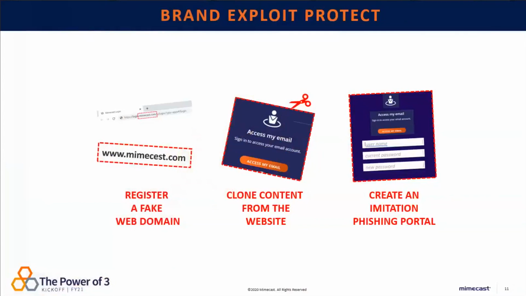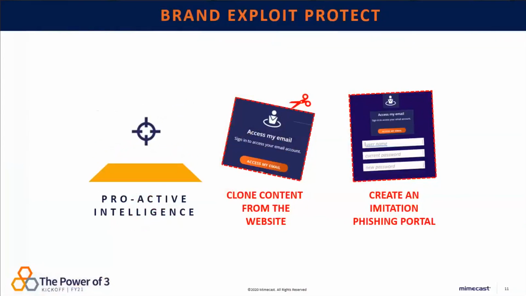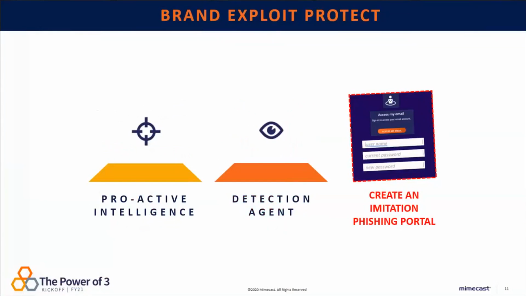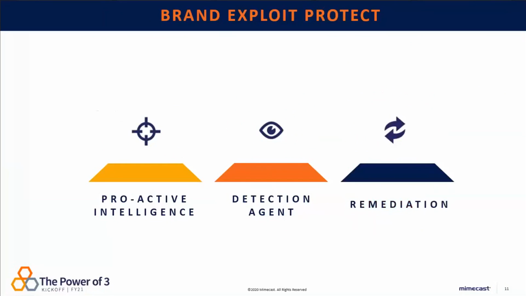So we're able to take the first step of when they register a fake web domain and use proactive intelligence to identify this 24/7. When they clone content from websites, we're able to use a threat detection agent to notify you immediately if anything from your website, from the source code, has been copied and brought up somewhere else in the world. So someone's created a new domain and copied content from your website. But also, if people create an imitation phishing portal, we're able to use remediation services that can happen within a matter of minutes up to hours, just depending on what type of attack occurs, to remediate from this.